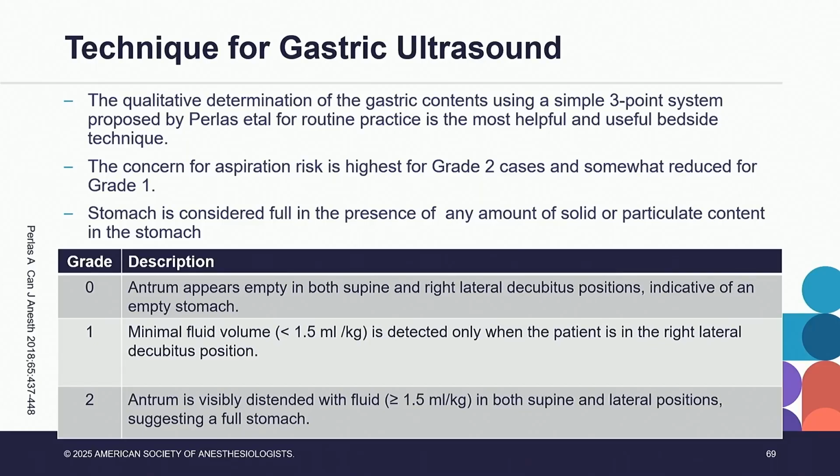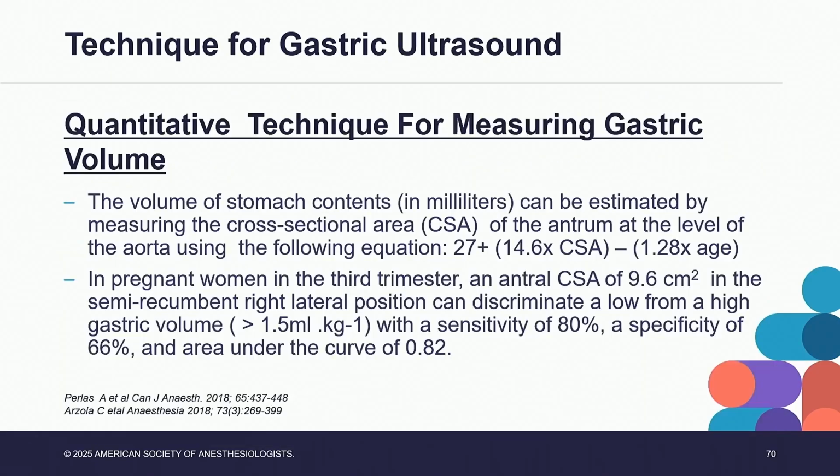If you have the antrum empty in both supine and lateral decubitus, that's grade 0. Minimal volume, less than 1.5 mL per kilogram, is detected only in the patient in the right lateral decubitus position. If the antrum is visibly distended with fluid in both supine and lateral decubitus, that means the fluid is more than 1.5 mL per kilogram. That means this is grade 2 and the patient is prone to high aspiration risk. So that is the qualitative technique.